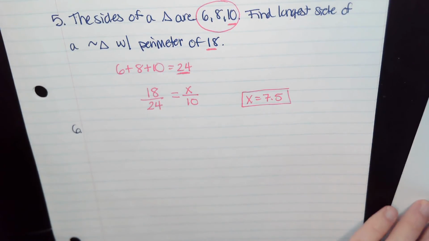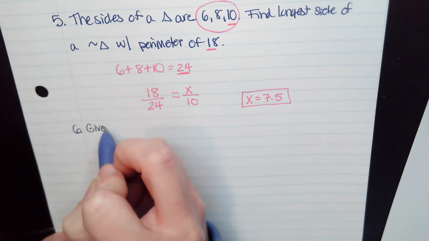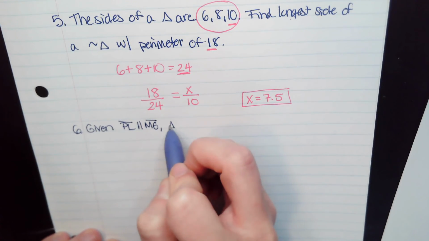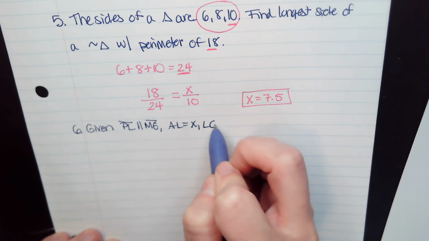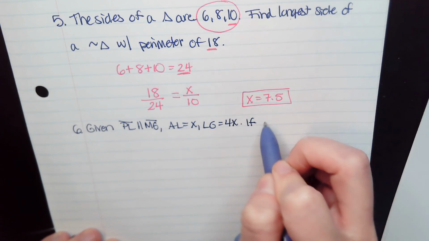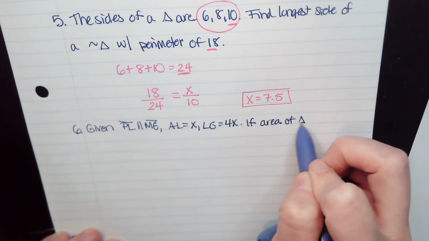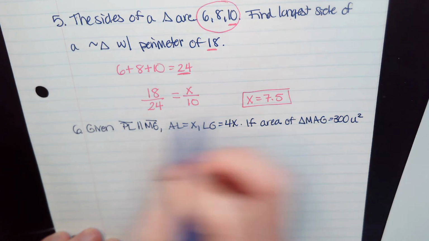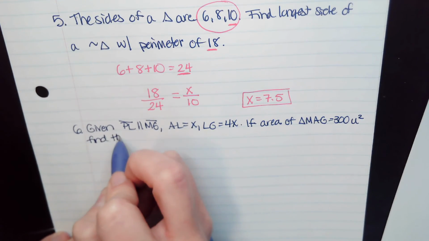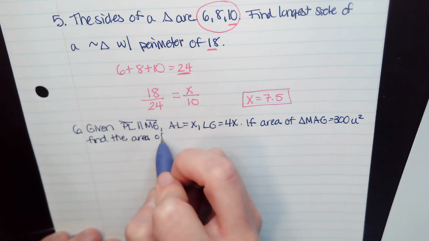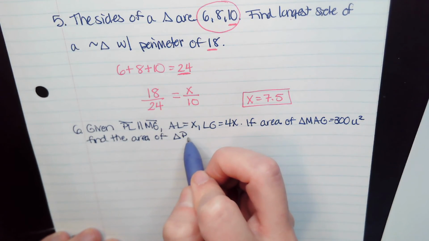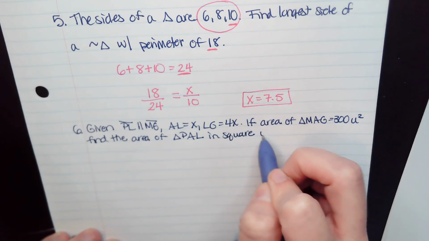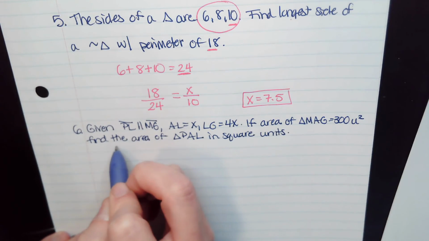All right, and the next one says given segment PL is parallel to segment MG, AL equals X, LG equals 4X. If the area of triangle MAG is 300 units squared, find the area of triangle PAL in square units. I'm also going to give you a picture here.